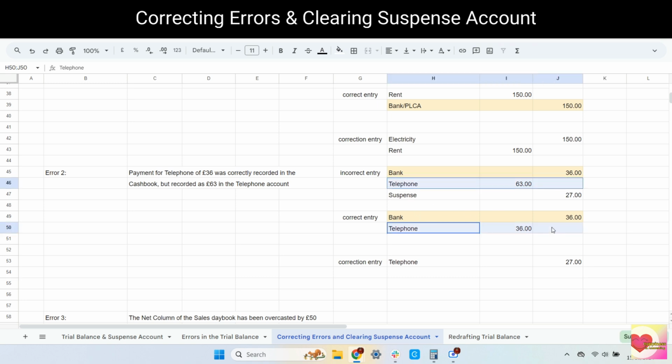Next is the suspense account. The suspense account should be cleared, so we will put it here in the correction. And we have 27 in credit, so we will remove it by putting 27 in debit. And we're done with all the corrections, so let's check if the double entry is equal. And it is, so let's copy this to our journal.